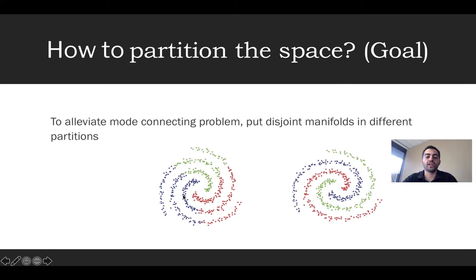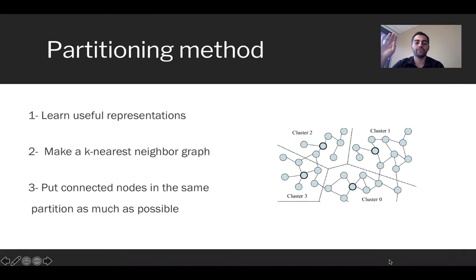So then we generate something between these components if we want a single generator to generate from this data. An ideal way of partitioning is to put disconnected manifolds in different partitions of the space. Our partitioning method consists of three main parts: learning a useful representation, making a k-nearest neighbor graph, and putting the connected nodes in the same partition as much as possible.